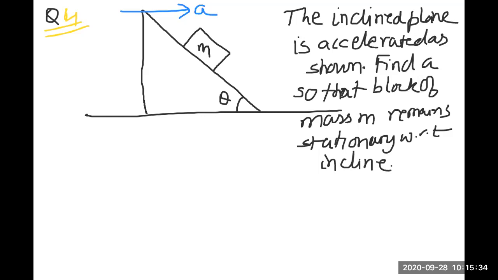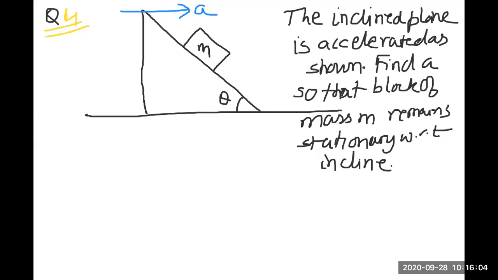Okay, so we have an inclined plane with a block placed on it, and the inclined plane is accelerated. It is accelerated as shown. We have to find that particular value of A for which this block will remain stationary with respect to the inclined plane, right? Okay. So what does this mean?